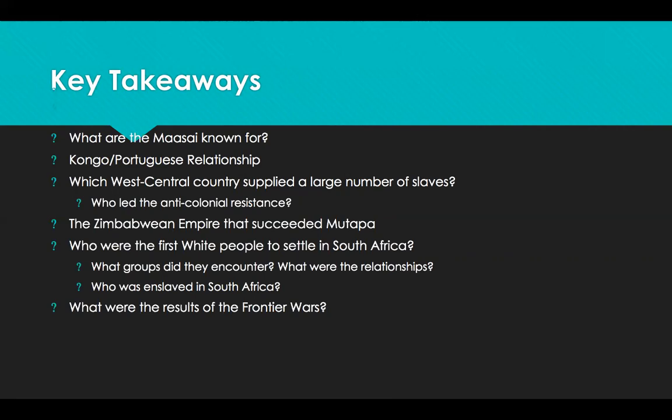What was the Zimbabwean empire that succeeded the Mutapa? Who were the first white people to settle in modern-day South Africa at the time, which was the Cape Colony? What groups did they encounter, and what were the relationships? Who was enslaved in South Africa, and what were the results of the frontier wars? So at least the first three frontier wars, right?